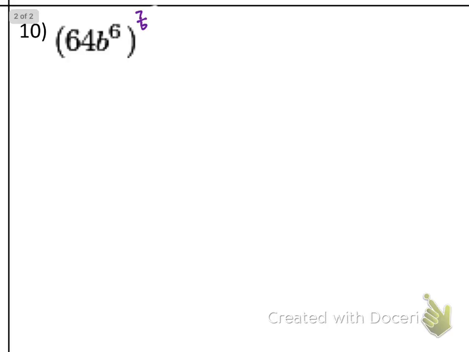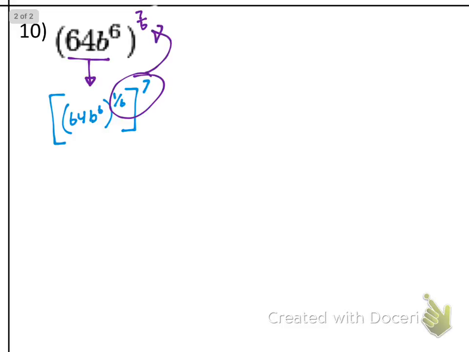So the first thing I want to do is rewrite this. I'm going to say this is like saying 64b to the 6th, and I'm going to break down the 7/6 right here. Instead of 7/6, I'm going to say this is to the 1/6. And then I'm going to multiply all of that times 7, because I know that when I multiply these powers, I still get this. So you're breaking things down.